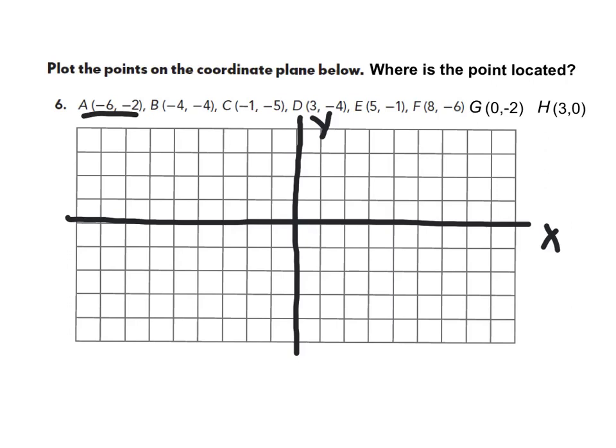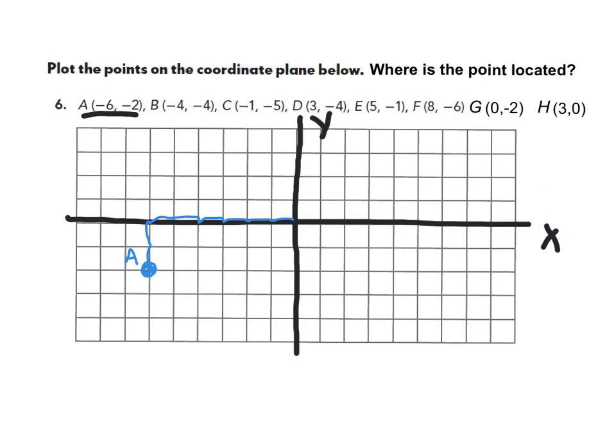So working from the origin, I'm looking at -1, -2, -3, -4, -5, -6, and then down to -2. So I put point A right here in the third quadrant. This is quadrant 3.